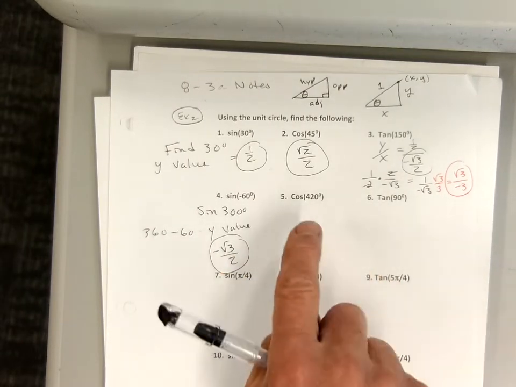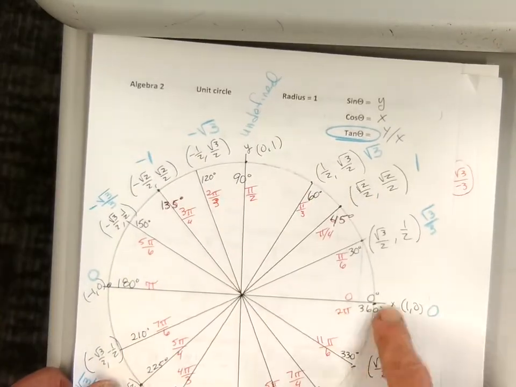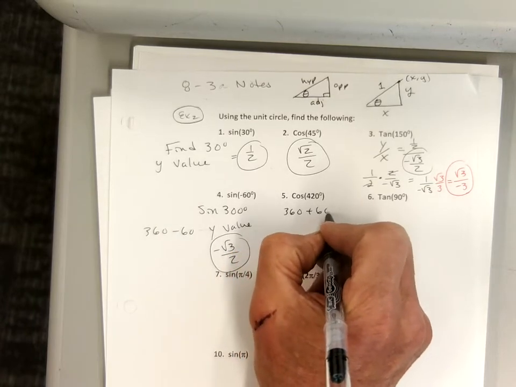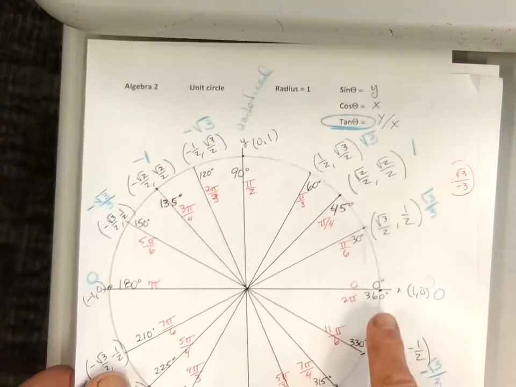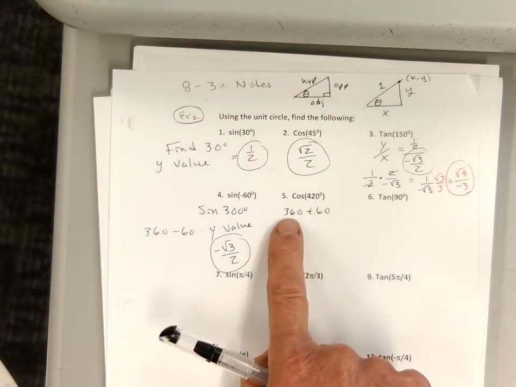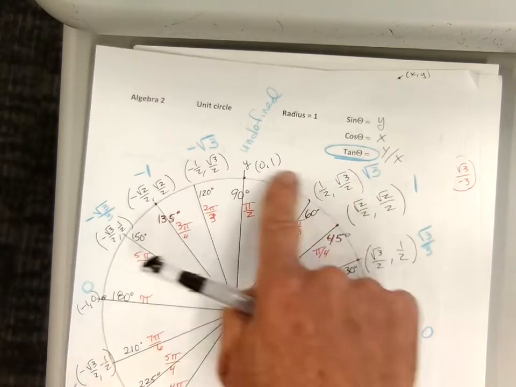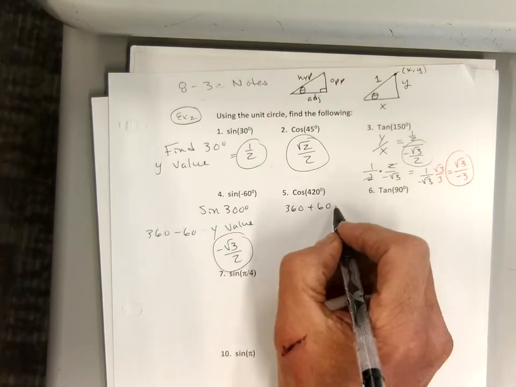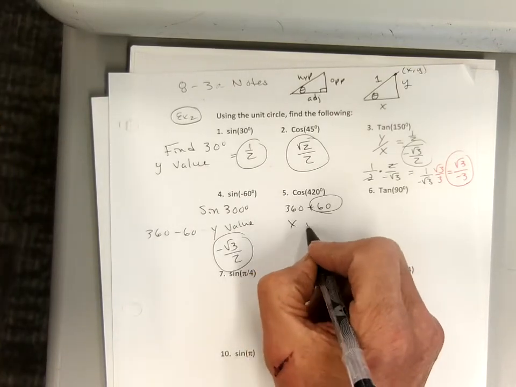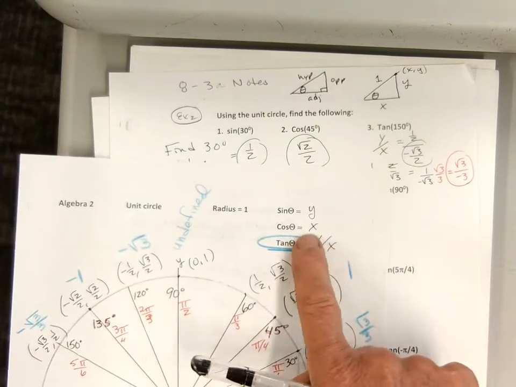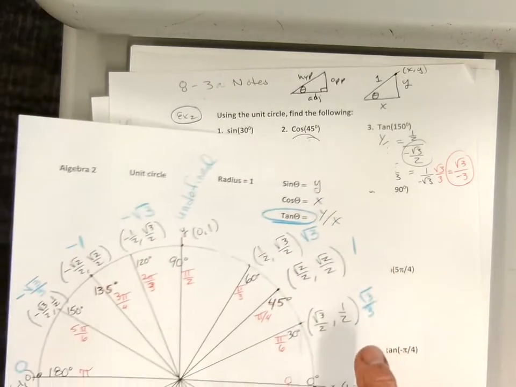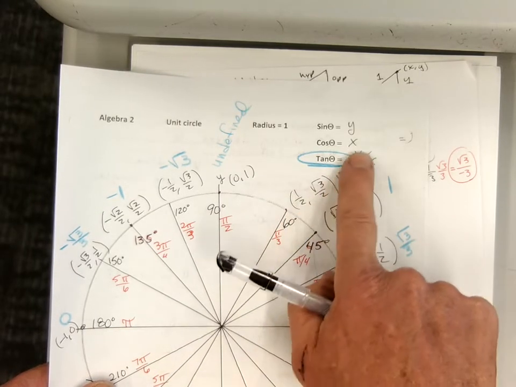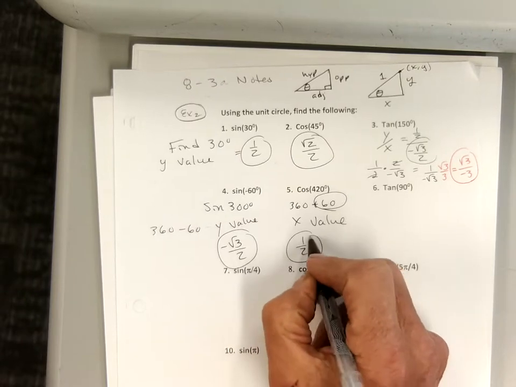Okay. Cosine of 420, I got to go around the circle more than once. So 420 degrees is 360 plus 60, okay? It really is. So 420 is the same thing as 360 plus 60. So I go 360 is 1, and then another 60 puts me here. So I'm really looking for 60 degrees, and I want the x value, because cosine is the x value. So let's go to 60 degrees, and the x value is 1/2.